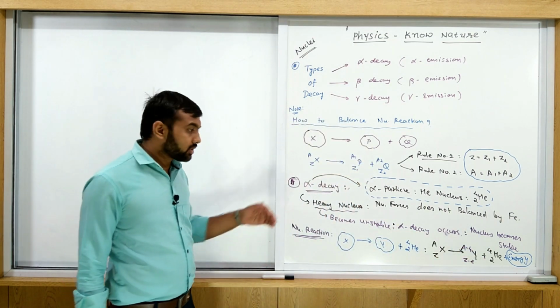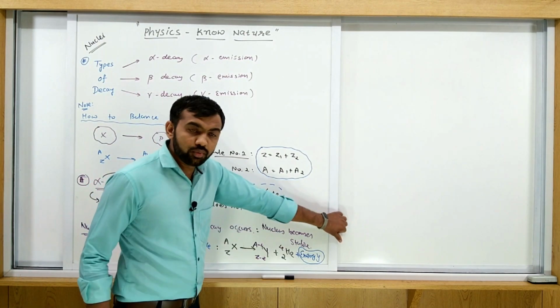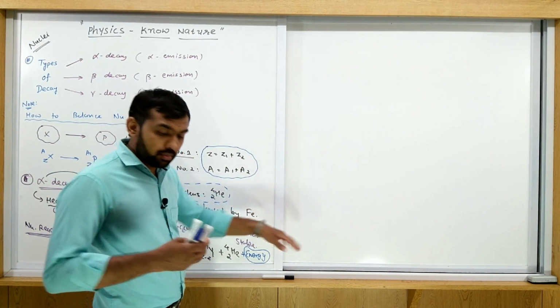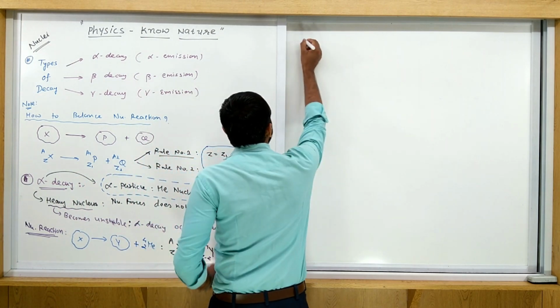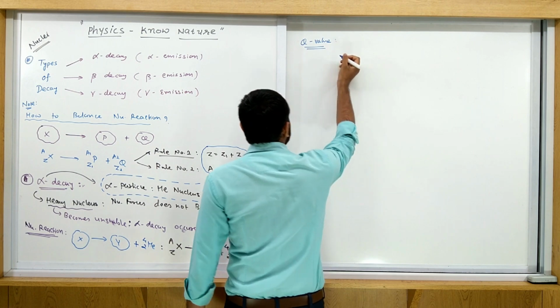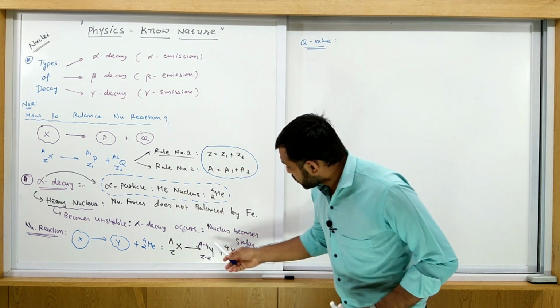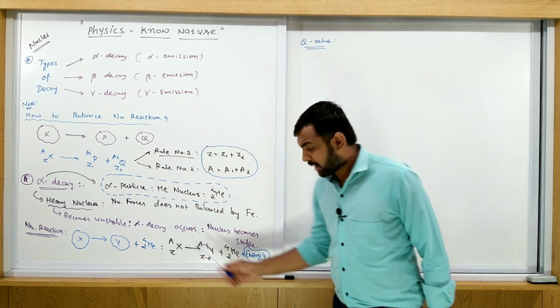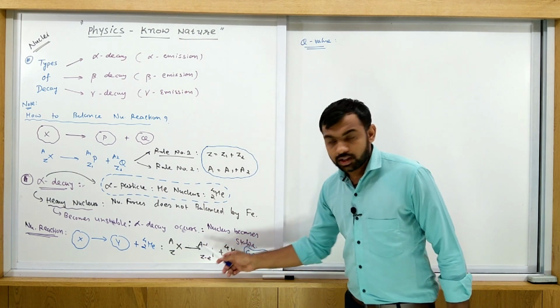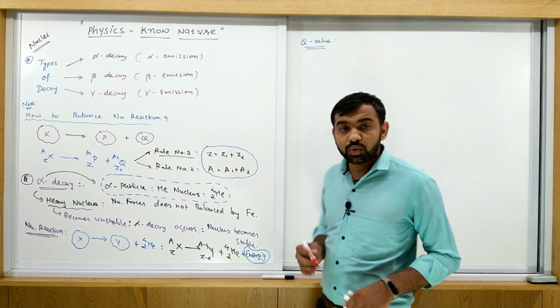So how do we get the Q value of this reaction? The Q value of alpha decay is quite an important thing. The Q value is delta M C square. So the total mass of X minus the total mass of the products, into C square, is our answer. We write this Q value like this.